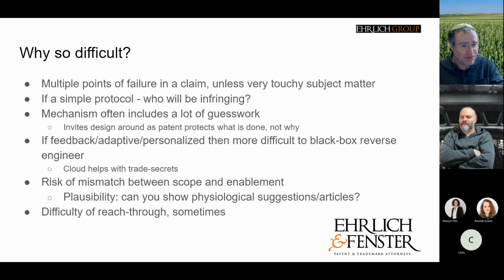One possible solution is what we call plausibility. If you can show that it's plausible that what you write actually works, and later it's actually shown that it did, in some countries that's enough. It will be considered enablement, but it means that you have to show articles or other logic which convinces you can get from one to the other. Reach through we will talk about in a minute.